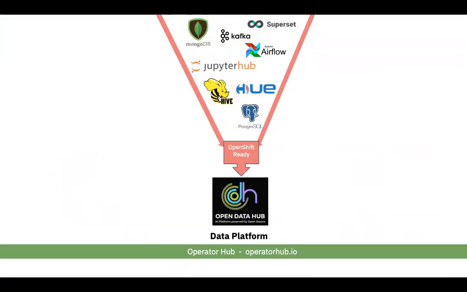So a lot of the Open Data Hub, when it came out, had initially been focused, I would say, with a stronger focus on the data side. They also address the ML and AI lifecycle, but are very strong on bringing technologies like Superset, Kafka, Airflow, PostgreSQL, MongoDB, and Apache Hive as first-class citizens on top of OpenShift.